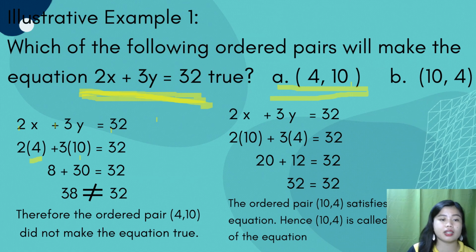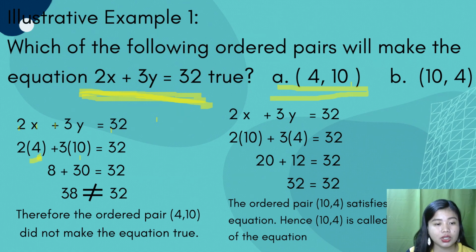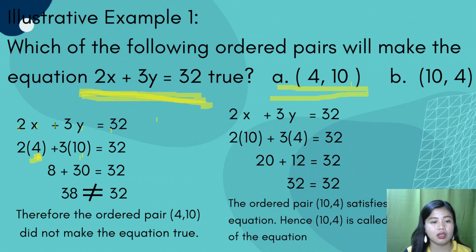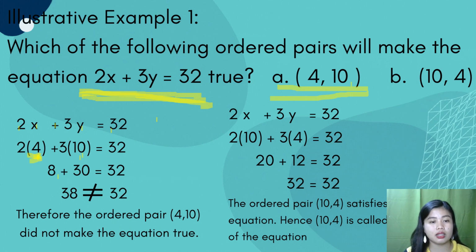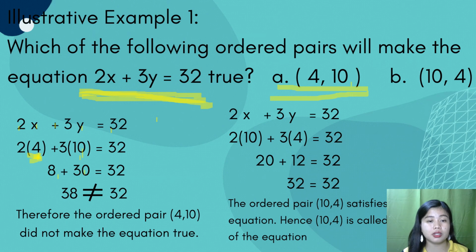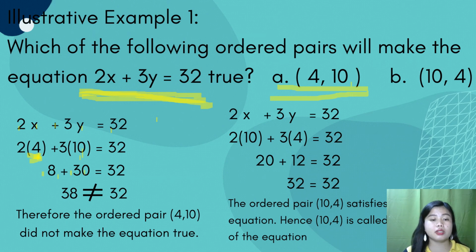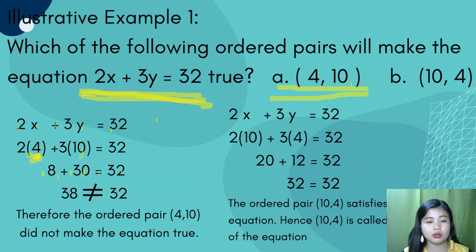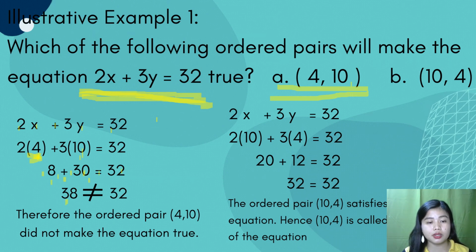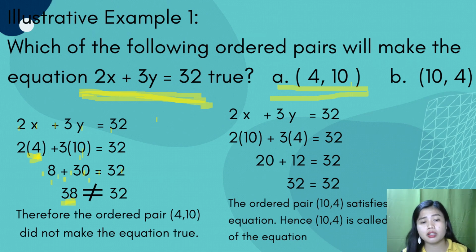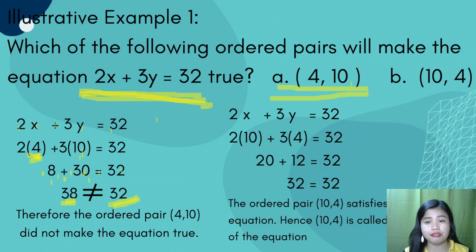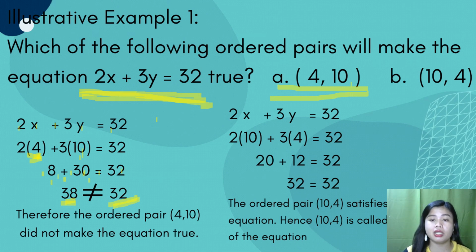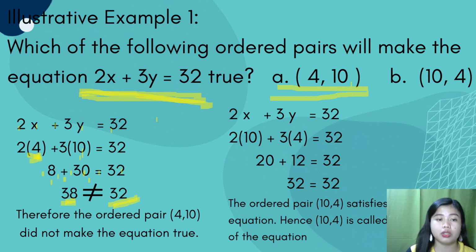So what is our x? x is 4. Our y is 10. Let's multiply. 2 times 4 equals 8. 3 times 10 equals 30. 8 plus 30 is 38. And 38 is not equal to 32. Therefore, (4, 10), the letter A, cannot be a solution of the given equation.